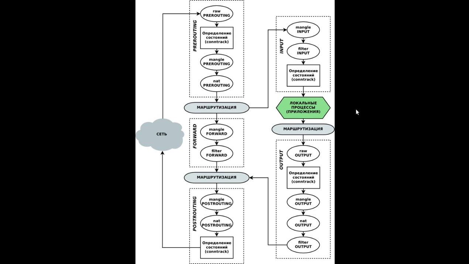And also you may use raw table if your server is under distributed denial of service attack. If you ban attackers' IP addresses in raw table, your server will not use additional resources to handle this packet, because when packet passes the connection tracking machine, server uses some resources to handle it.